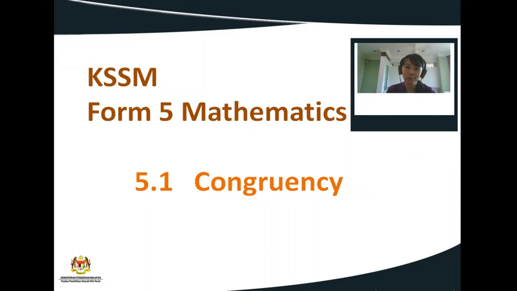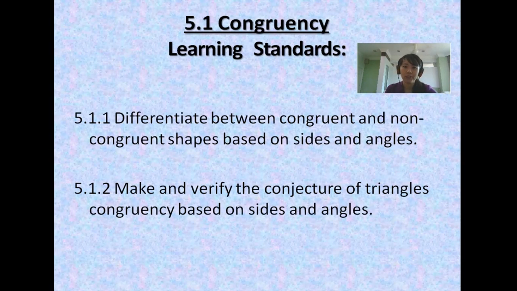Today, teacher will bring you to KSSM Form 5 Mathematics, Topic 5, that is 5.1 Congruency. So, our learning standards are 5.1.1, differentiate between congruent and non-congruent shapes based on sides and angles. 5.1.2, make and verify the conjecture of triangles congruency based on sides and angles.